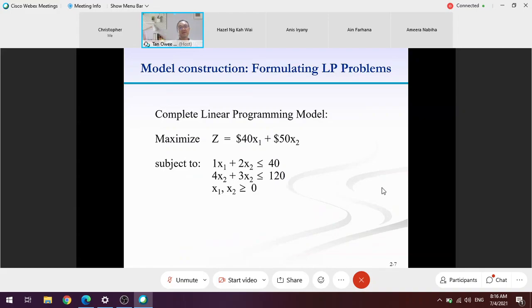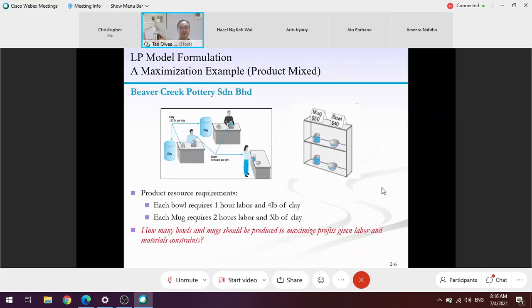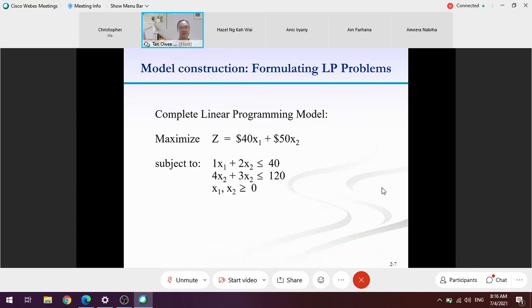So dekat chapter 2, we have developed a linear programming model for this Beaver Creek Pottery Sandria Bahat, and this is the set of linear programming model that we developed. So today we're going to resolve this model using graphical methods. And why we can use the graphical method is because this model only involves 2 decision variables, so I can use graphical methods.